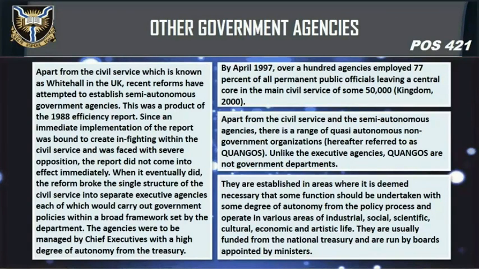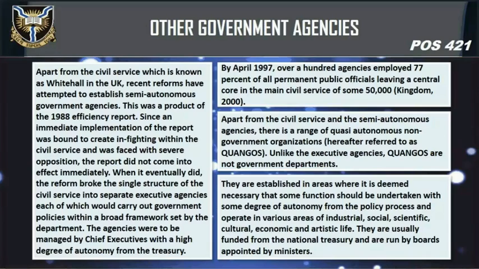Other government agencies. Apart from the civil service, which is known as Whitehall in the UK, recent reforms have attempted to establish semi-autonomous government agencies. This was a product of the 1988 efficiency report. Since an immediate implementation of the report was bound to create infighting within the civil service and was faced with severe opposition, the report did not come into effect immediately.